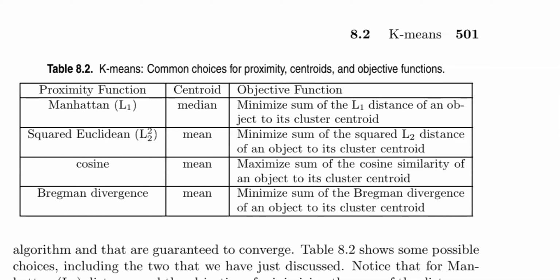What are the objective functions of each one? For Manhattan, you minimize the sum of the L1 distance of an object to its cluster centroid. Squared Euclidean minimizes the sum of the squared L2 distance of an object to its cluster centroid. Cosine maximizes the sum of the cosine similarity of an object to its cluster centroid. And Bregman divergence minimizes the sum of the Bregman divergence of an object to its cluster centroid. So this is regarding the k-means algorithm proximity functions, centroids and objective functions.